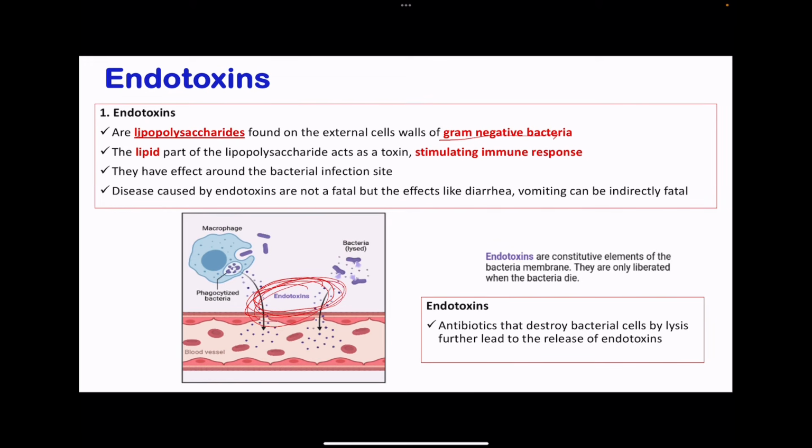Endotoxins are not usually fatal, but they cause side effects like diarrhea and vomiting, and if these are not taken care of, for example, to replace the fluids that the body has lost, then the person could actually die. Sometimes endotoxins are released because of antibiotics that destroy the bacterial cells, and when lysis occurs, there is further release of endotoxins.